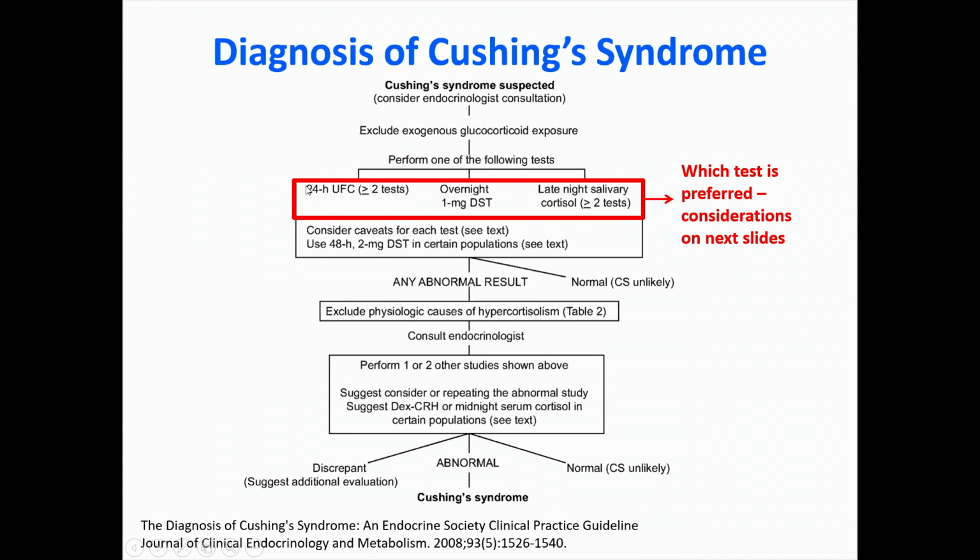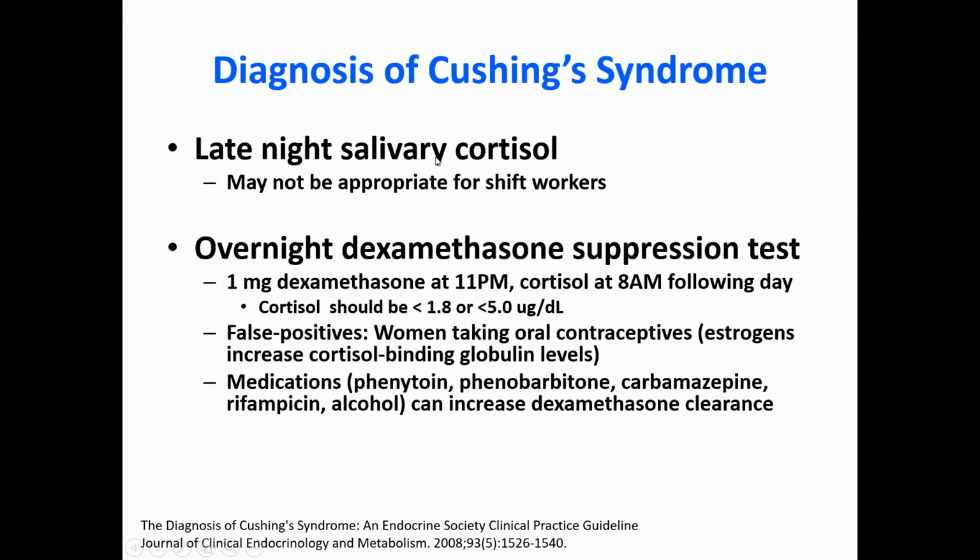So you could either do a 24-hour urinary free cortisol, an overnight 1 milligram dexamethasone suppression study, or a late evening salivary cortisol. However, you do want to consider the caveats of each test. And I'm going to go through that on the next few slides because there are certain cases where one study might be better than another. So first, for late evening salivary cortisol, since cortisol secretion varies with the time of day, it may not be appropriate for shift workers or people who have a different sleep cycle.